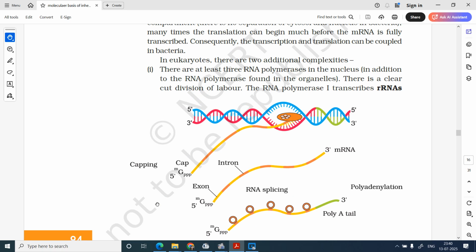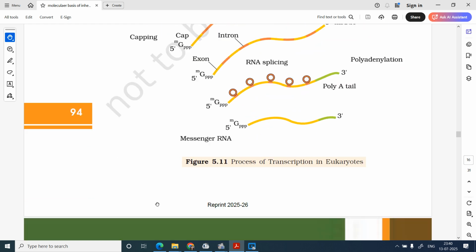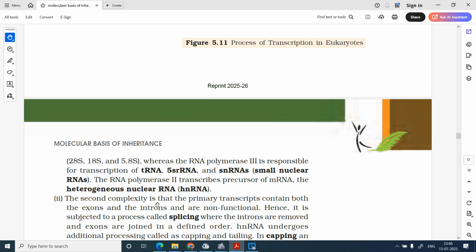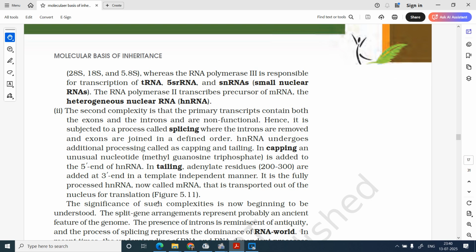In eukaryotes, there are two additional complexities. First, there are at least three RNA polymerases in the nucleus, in addition to the RNA polymerases found in the organelles, with a clear-cut division of labor. RNA polymerase I transcribes rRNAs 28S, 18S, and 5.8S, whereas RNA polymerase III is responsible for transcription of tRNA, 5S rRNA, and snRNAs, small nuclear RNAs. RNA polymerase II transcribes the precursor of mRNA, the heterogeneous nuclear RNA, hnRNA.